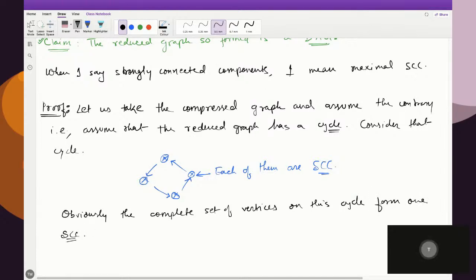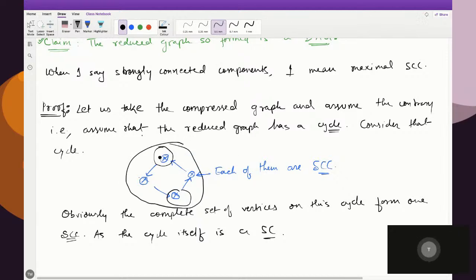Why? Because this cycle itself is a strongly connected graph, right? So if you pick any node from any of these components and any node from any other, you can always take this path to reach there and the other path to come back, right? If you have many strongly connected components forming a cycle, that means this whole thing is strongly connected, right?